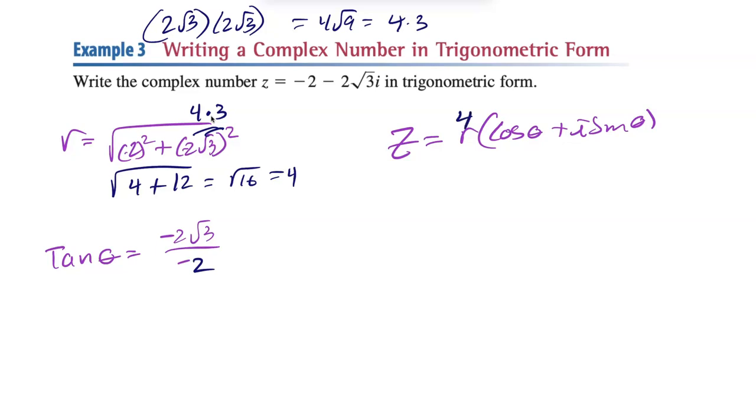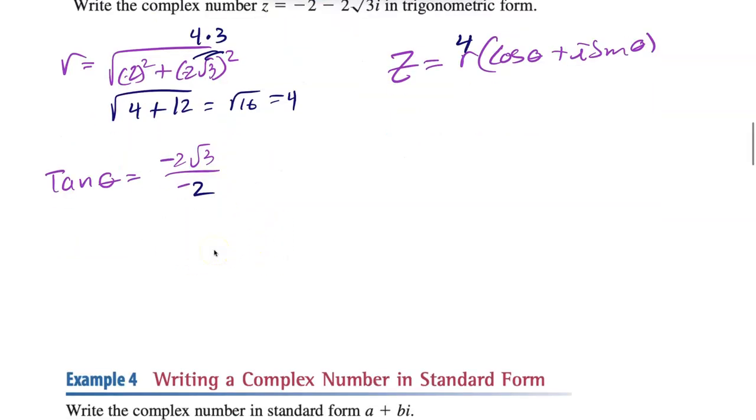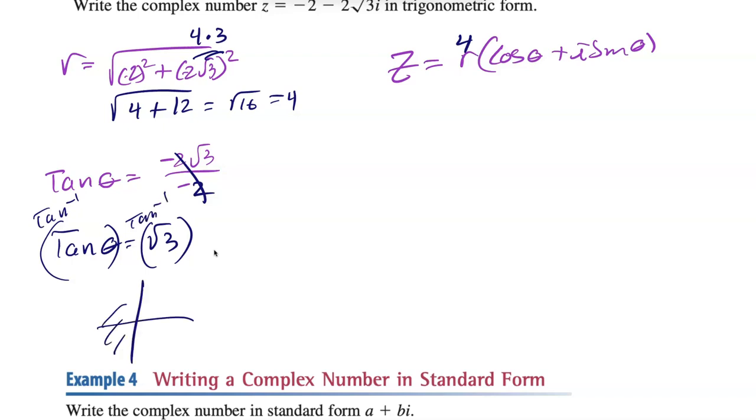There's my r. Now theta, we have this, right? b over a. Well, negative 2's cancel, so we have tan of theta is equal to square root of 3. Inverse tan of both sides. And if you use this in your calculator, inverse tan is going to be right here, right? Tan is 3 over 1. So we're going to get 60 degrees. But there's a problem.